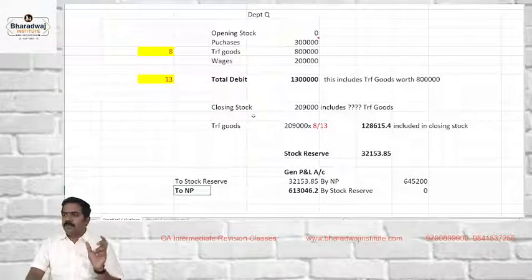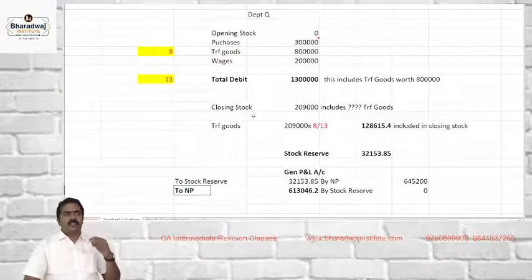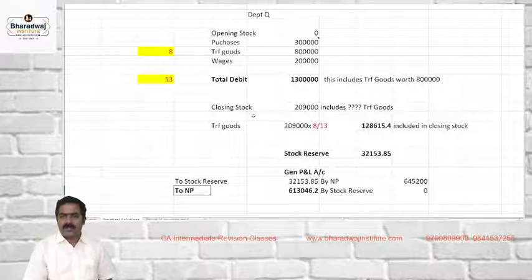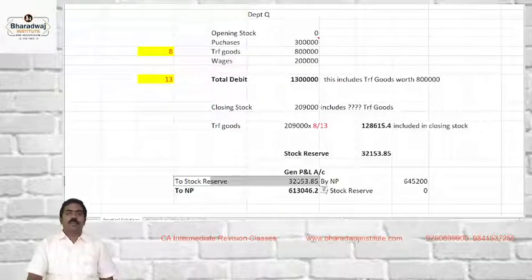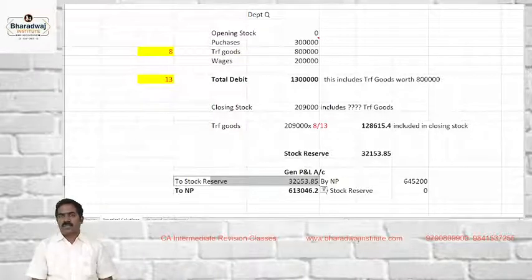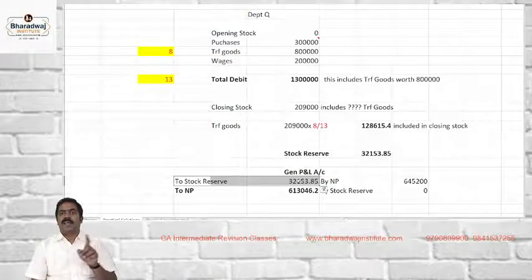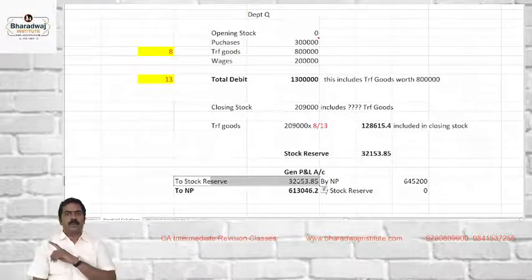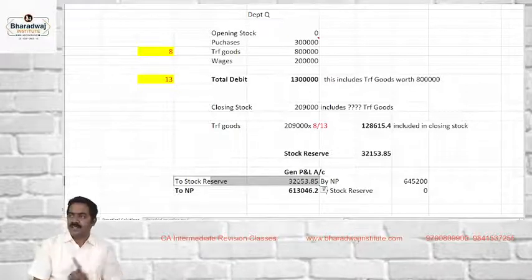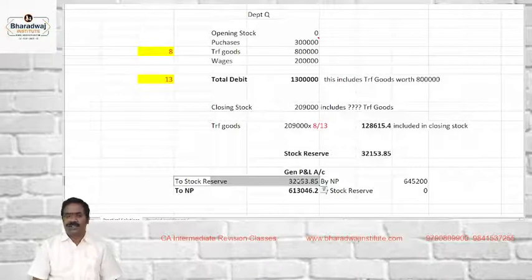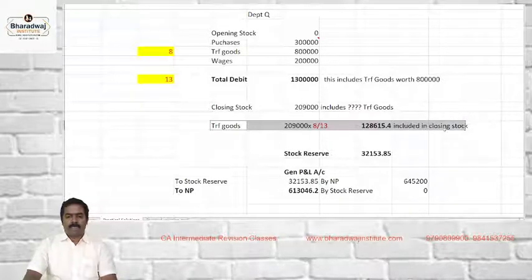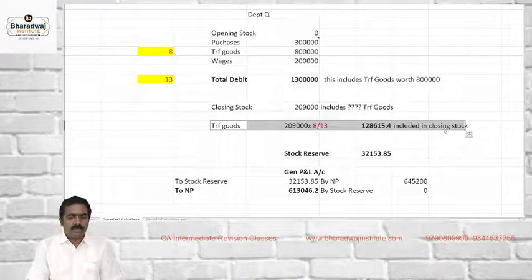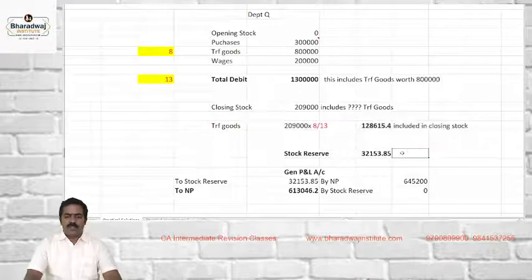Do you understand GP ratio of 25%? Gross profit divided by sales plus transfer into 100. Do you understand the concept of stock reserve? Stock reserve should be eliminated only on which goods? Transferred goods lying unsold. In this problem, total transfer is 8 lakhs. Don't remove loading on the full 8 lakhs. Remove loading only on the transferred goods included in the closing stock. Stock reserve is this one into 25%.